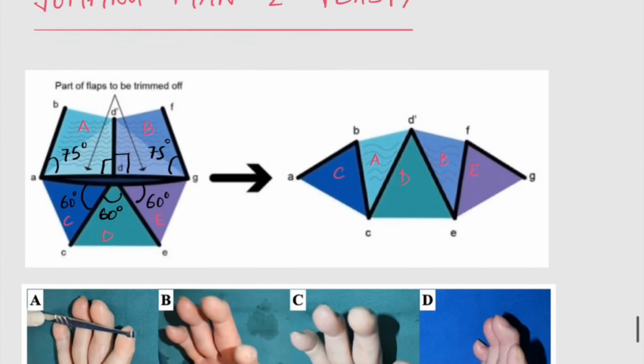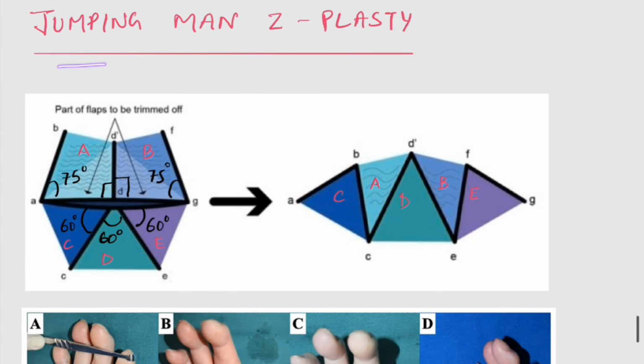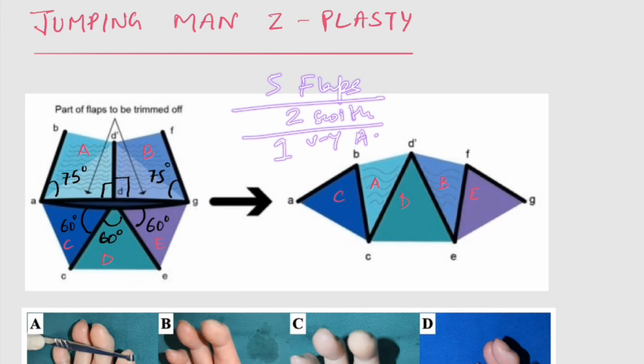Now coming to the jumping man Z-Plasty. Jumping man Z-Plasty, this flap is very similar to the 4-flap plasty, except that here we raise a 5th flap and just advance it. Just VY advancement occurs in between the 2 Z-Plasties. So here 5 flaps are raised, but only 2 switch occur and 1 VY advancement occur.